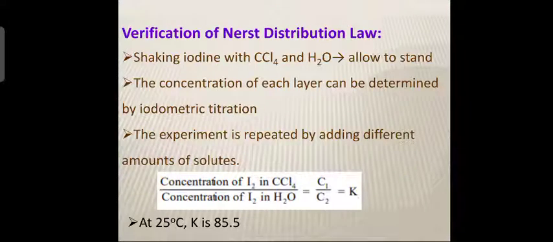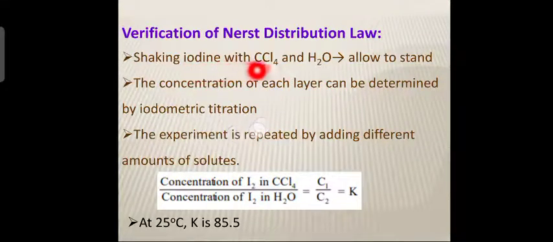Next slide. Now, how to verify Nernst distribution law? You take two immiscible liquids, since this is applicable for immiscible liquids. Examples of two immiscible liquids are carbon tetrachloride and water. What do we mean by immiscible liquid? When you mix carbon tetrachloride and water, shake it well and allow it to stand, you will see two separate layers. The concentration of each layer can be determined by iodometric titration.